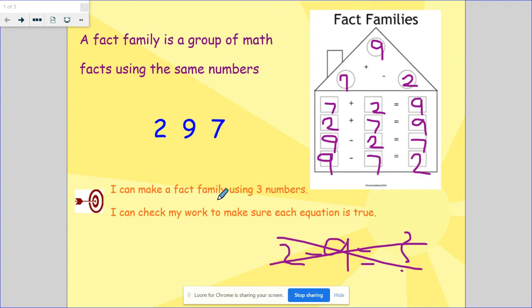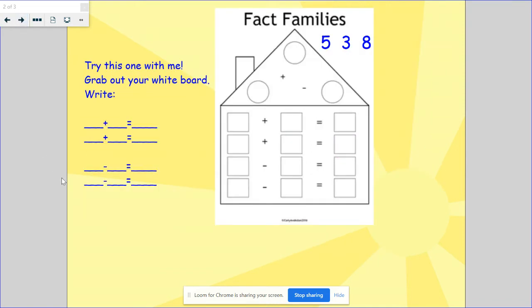Okay, so second graders, I'm going to come back to my target. My target says I can make a fact family using 3 numbers. Well, hey, I'm going to check that off because I just did that. I can check my work to make sure each equation is true. Second graders, I did that target while I was working today. So while I was working, I checked each equation as I went, and oh, I know that that is true also. Okay, second graders, now we're going to do some practice together.